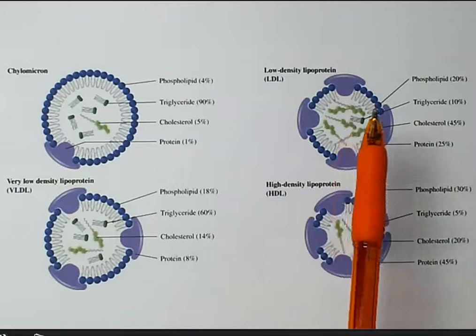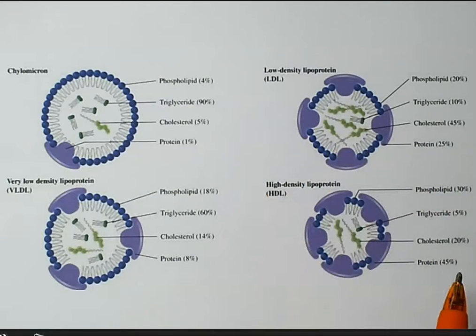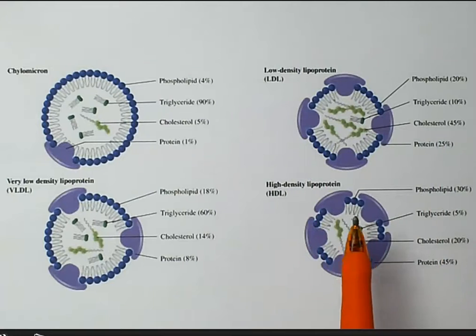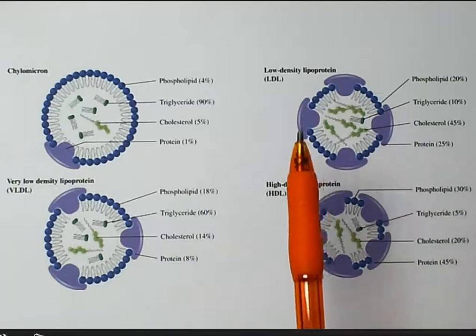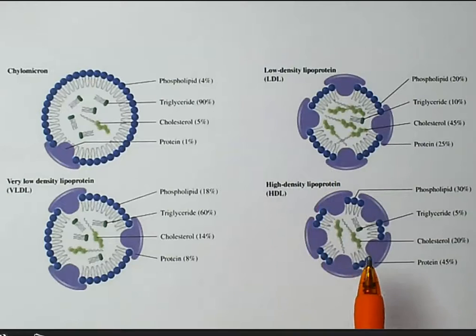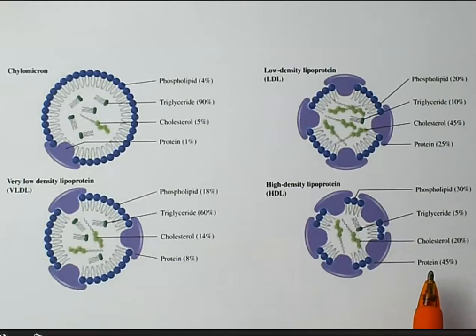About 45% of the mass of an LDL molecule is cholesterol. HDL only has about 20% by mass cholesterol. But you see the difference is in the number of these protein molecules. So a higher degree of protein makes the thing more dense. It becomes a high-density lipoprotein. About 45% protein here, only about 20% cholesterol, 5% triglycerides, and about 30% phospholipid.